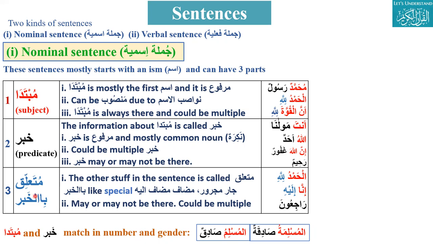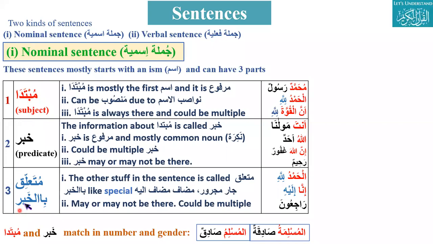Mubtada. Okay. And which part will be marfu always? Mubtada mostly. Mostly, yeah. When can it be mansub? When there is nawasibul ism before the ism, it can be mansub. And khabar will always be? Khabar is marfu. Marfu.